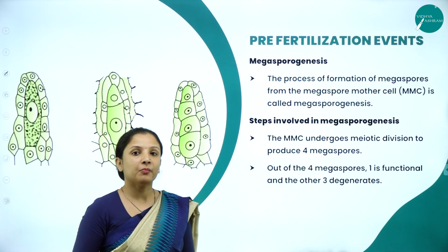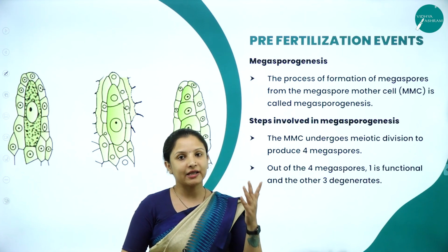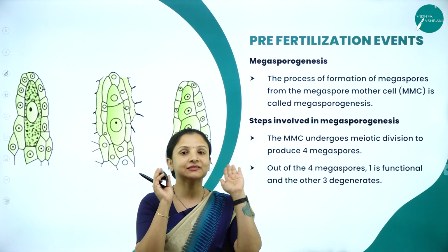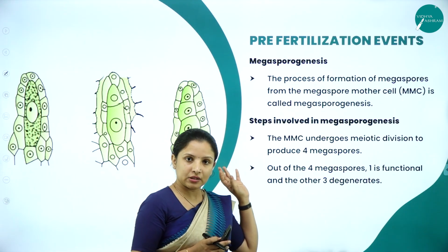So now we know about microsporogenesis. We got to know how the pollen grains are released from the anther. Now the pollen grains are released and they are ready for fertilization to occur. So now we know about the anther.